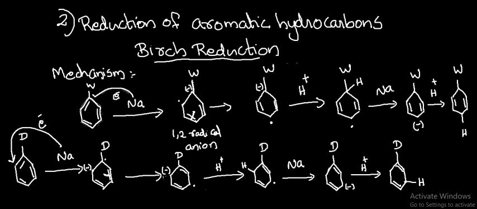It easily abstracts a proton and is converted into a radical compound. Then sodium metal again transfers one electron to this radical carbon and converts it into an anion. It again abstracts a proton to convert into the major product. This is the mechanism of Birch reduction in the case of electron donating substituents.